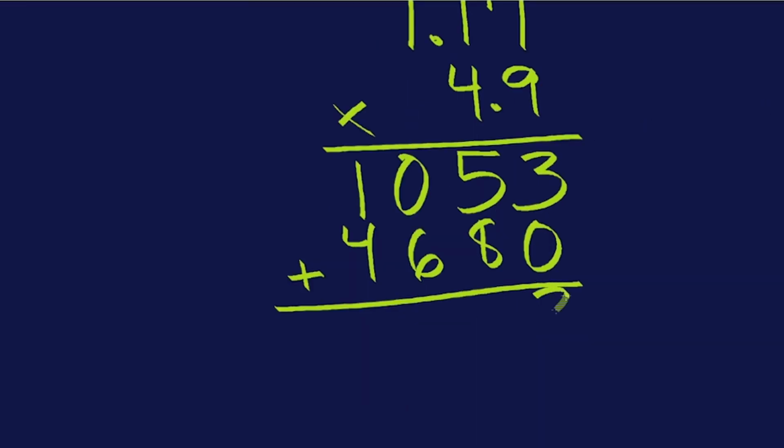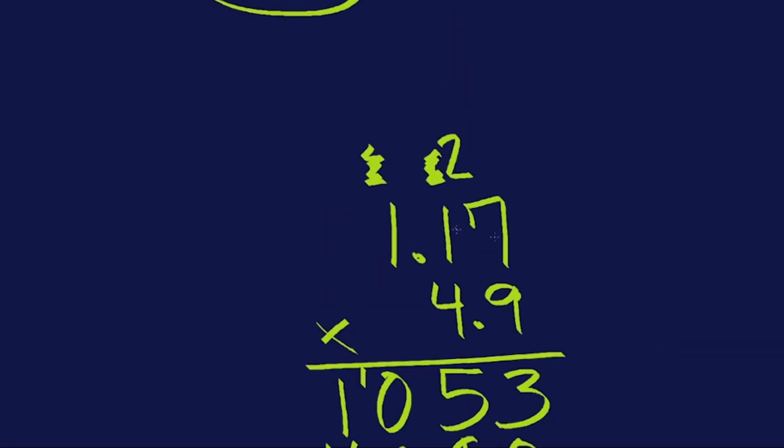We have 3 plus 0. 5 plus 8 is 13. 1 plus 0 plus 6 is the same as 1 plus 6, and that's going to be 7. And 1 plus 4 is 5. All right, now let's think about this. This number is about 1. And this number, the closest whole number, is 5. So we have something similar to 1 times 5.